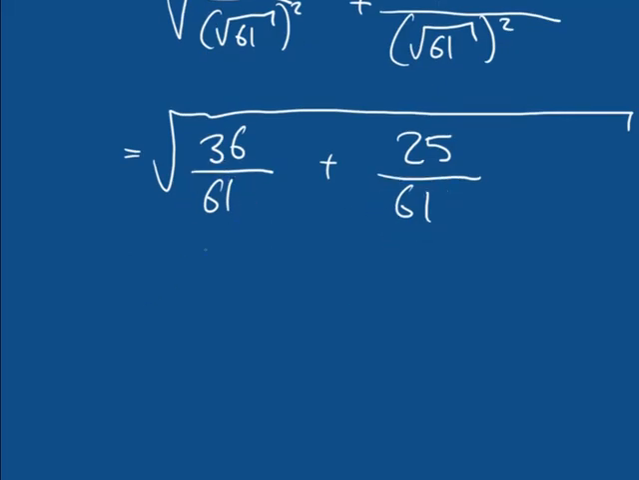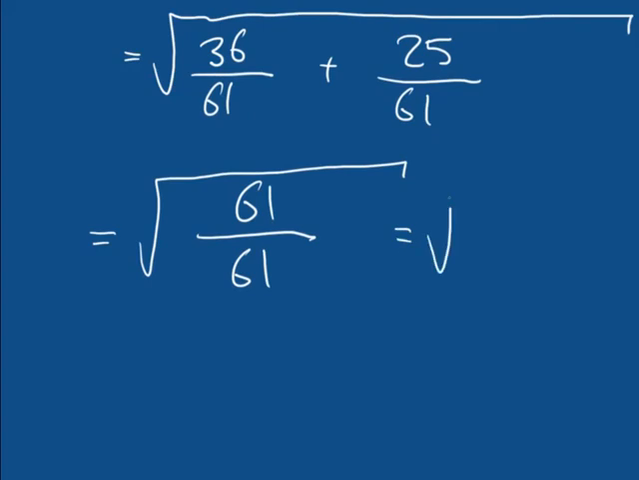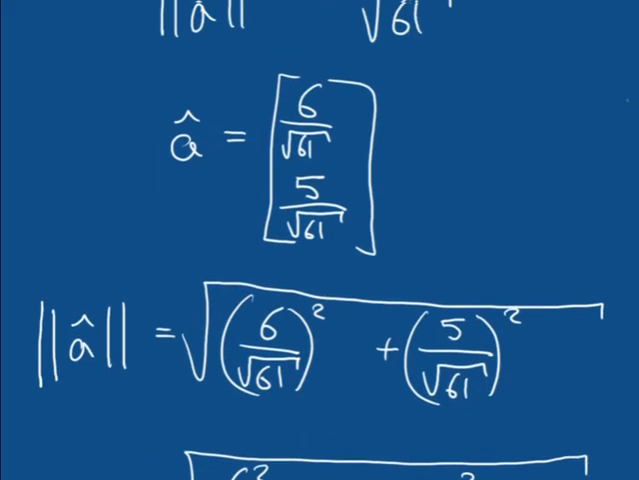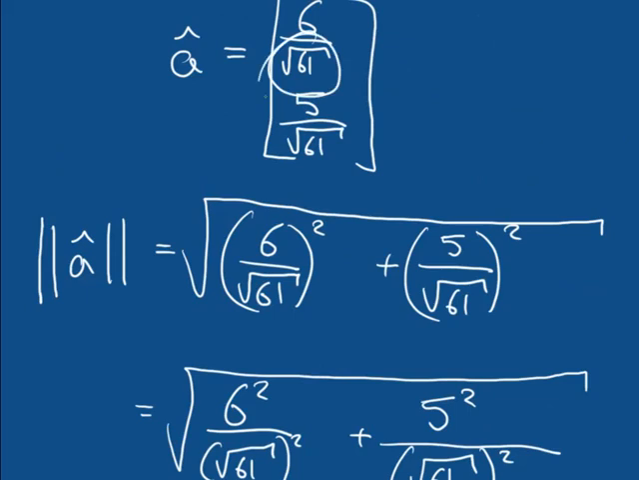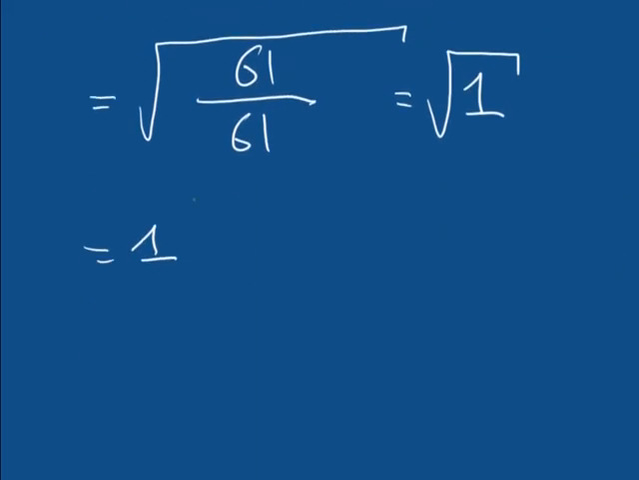Now because these are the same denominator, we can combine them. So 36 plus 25 equals 61. So that means we have the square root of 61 divided by 61. We know, of course, that's going to give us the square root of 1. 61 divided by 61 is 1, and the square root of 1 is a value of 1. So when we work through this in a more mathematically accurate form by keeping this written as a square root, which then cancels out, we don't lose any accuracy, and you can see we get a value of exactly 1.